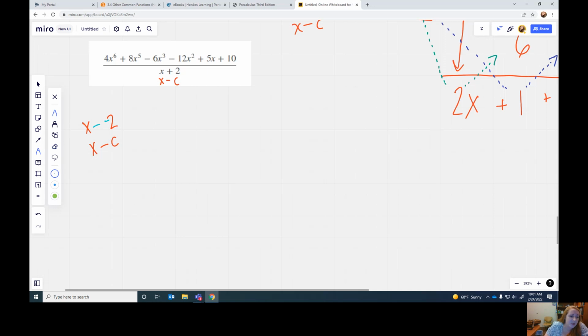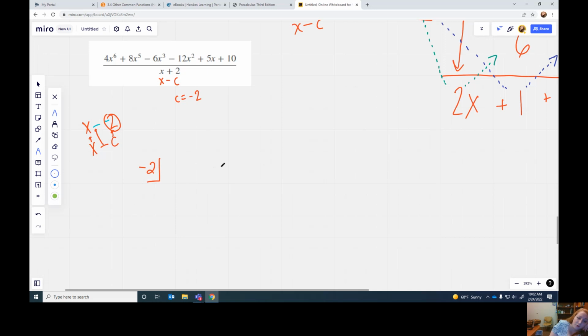Now let's match this up. X matches with x. This minus matches with this minus. Sorry, my arrow got a little crazy there. So x matches with x, this minus matches with this minus, and c matches with negative 2. So there's our value for c. That goes off in a box by itself.